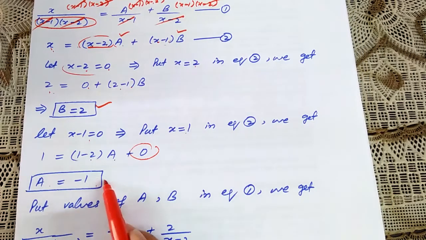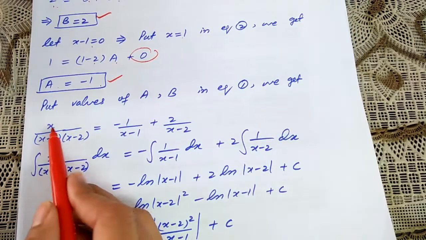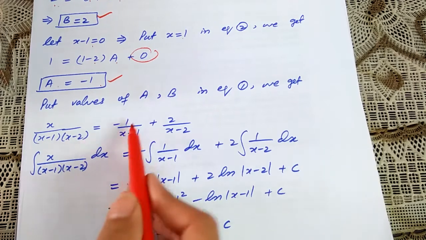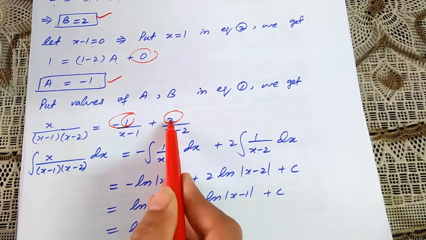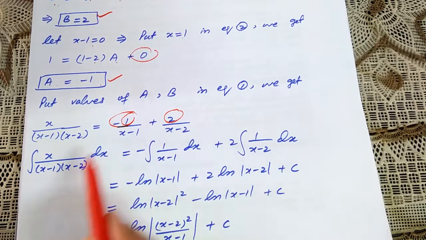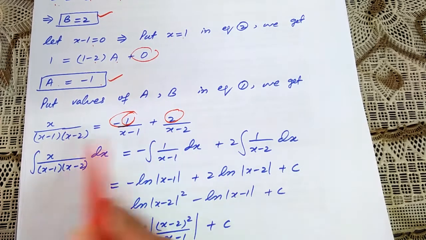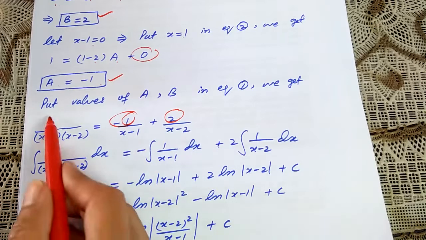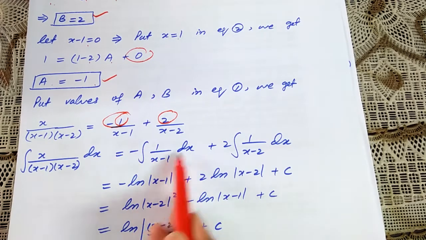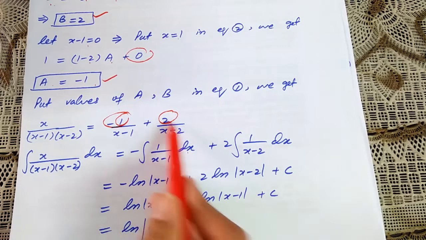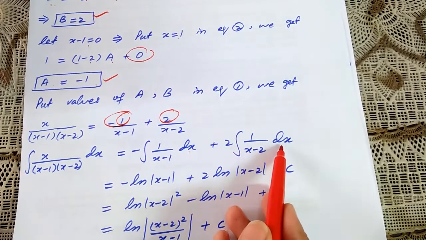Now use these values of a and b in equation number 1. I will get x over (x minus 1)(x minus 2) equals, in place of a I have written minus 1, and in place of b I have written 2. Now this is the complete partial fraction form, simplified one. So integrating both sides, I will get minus integral 1 over x minus 1 dx plus 2, which is a constant and taken outside, integral of 1 over x minus 2 dx.